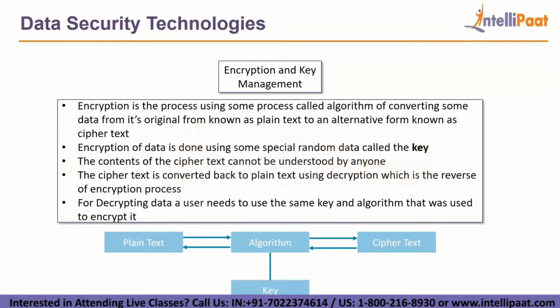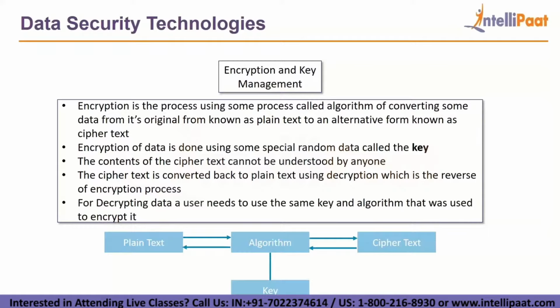Encryption is the process of using some process called an algorithm to convert some data from its original form, known as the plain text form, to an alternative form known as the ciphertext form. Encryption of data is done using a special random data called the key. The key is a very important concept in encryption. Encryption essentially is a branch of cryptography. It is a cryptographical process, which basically means it hides the original meaning of data. So the contents of the ciphertext cannot be understood by anyone. It appears to be extremely random, and you can't draw any information out of this.